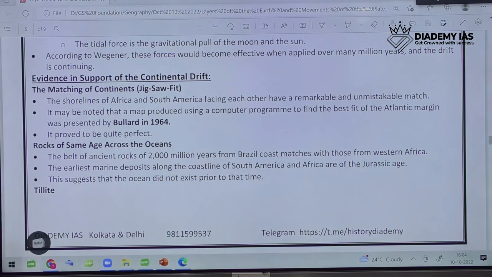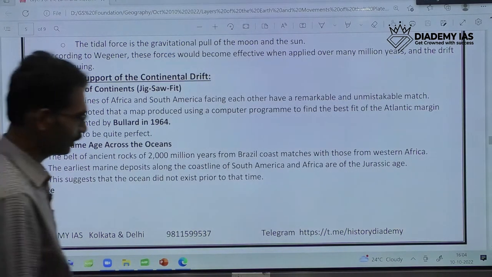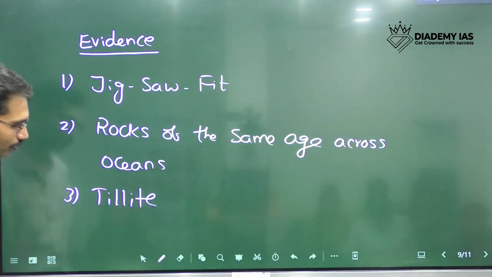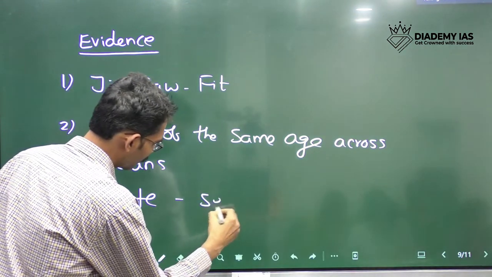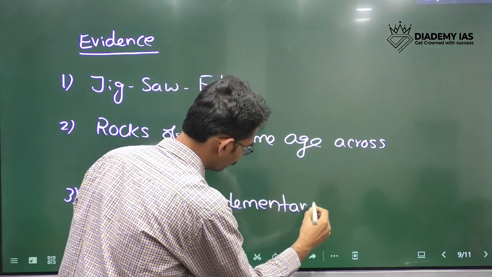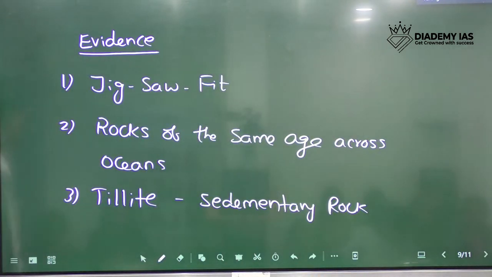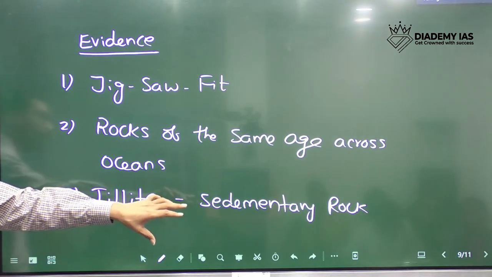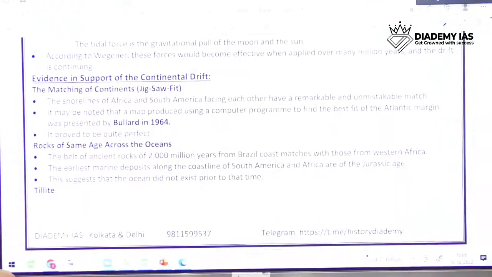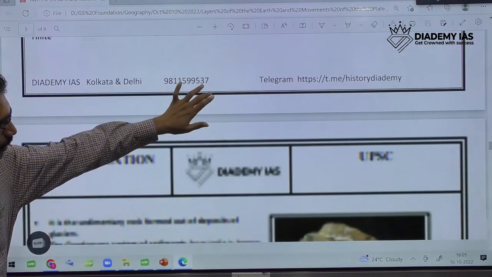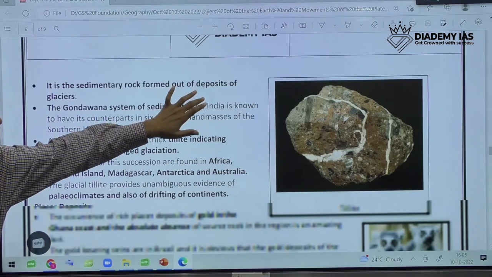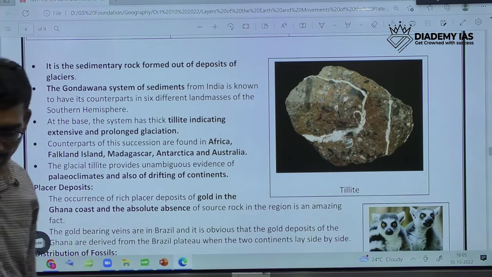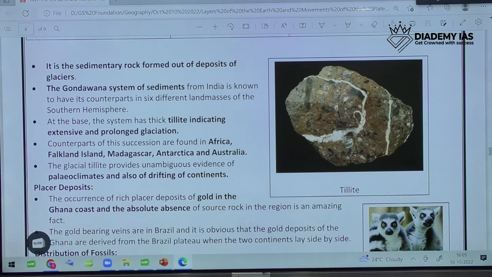Now the next one is tillite. Tillite spelling is T-I-L-L-I-T-E. Tillite is a sedimentary rock. This particular rock is available in different continents, and this is also evidence. This tillite rock is formed out of, you note down, deposits of glaciers.